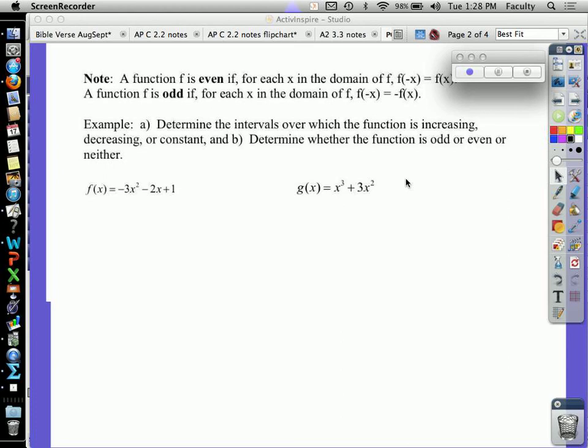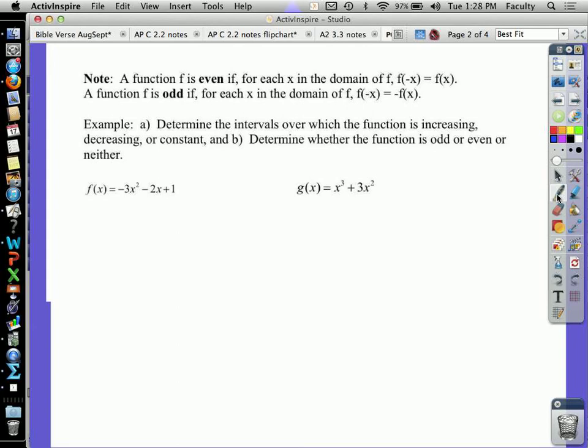All right, we're rolling. Okay, in the example, it says determine the intervals over which the function is increasing, decreasing, or constant. And then we're going to determine whether the function is odd, even, or neither. So something I need you to write down.